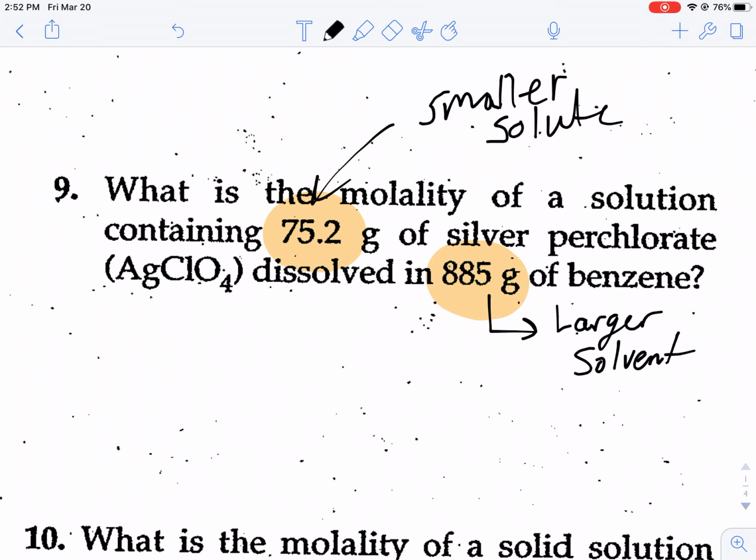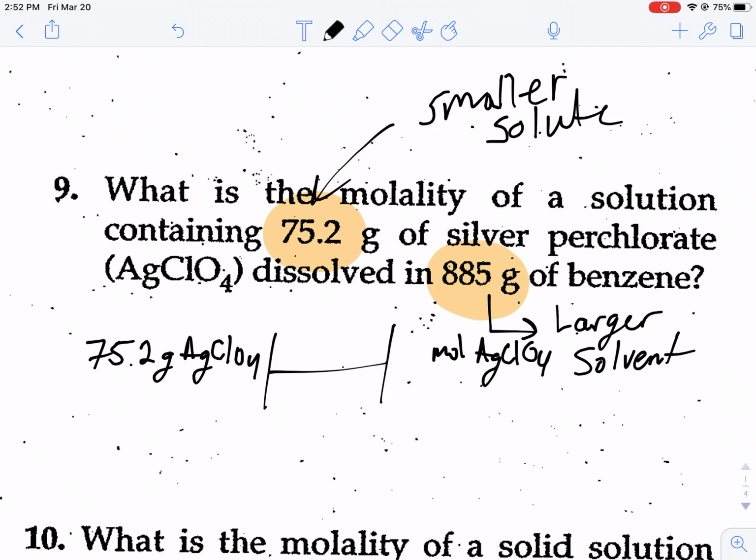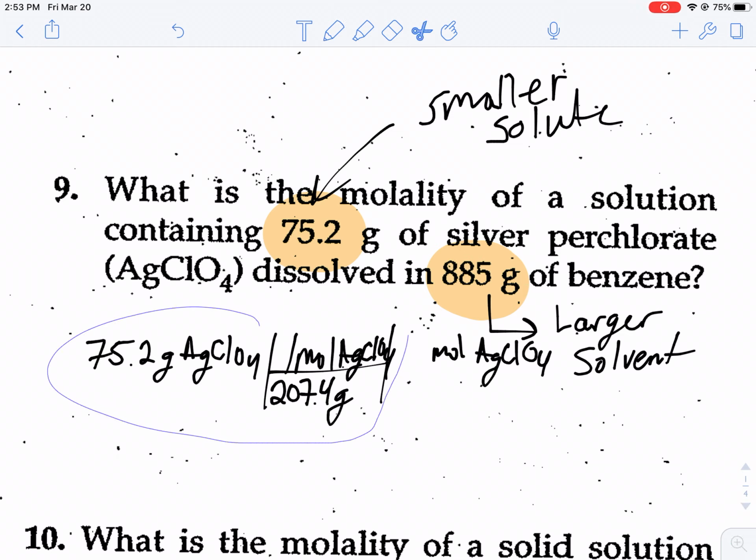So the first thing that I have to do is take my 75.2 grams of solute, AgClO4, and convert that over to moles of AgClO4. And we know that we do that by dividing by the molar mass of AgClO4 to figure out how many moles I have. The molar mass of AgClO4 is 207.4 grams per 1 mole. And when I calculate this out, I get 0.363 moles of AgClO4.